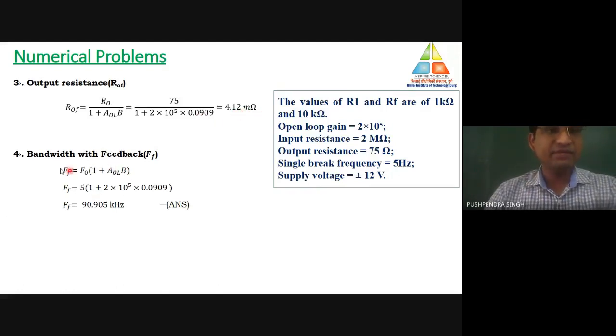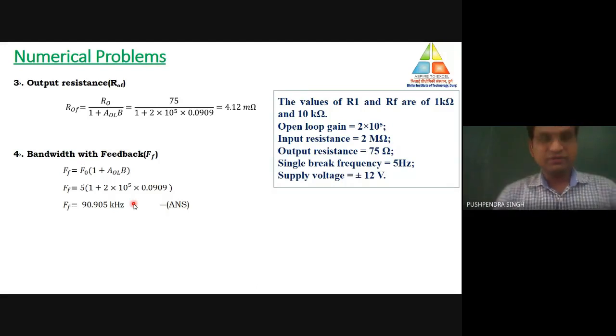And the last parameter is bandwidth with feedback, where the formula is also same here, F0 into 1 plus AOL into B, where F0 is single break frequency. Here the value of single break frequency is 5 Hertz. The value of open loop gain is 2 into 10 to the power 5 and the value of B we have already calculated as 0.0909. So from there the value of bandwidth with feedback is 90.905.